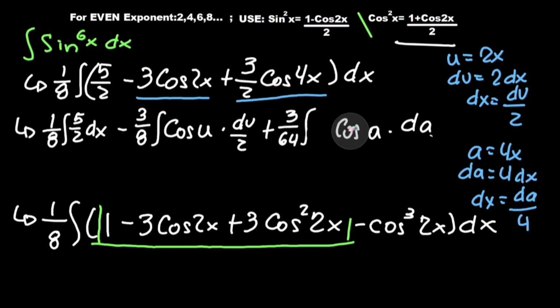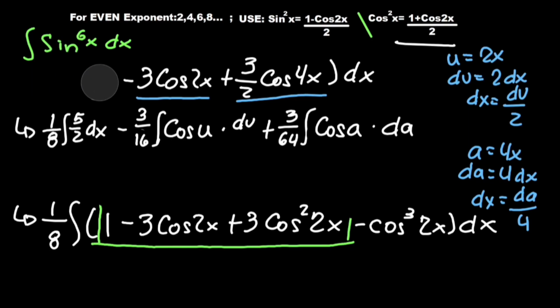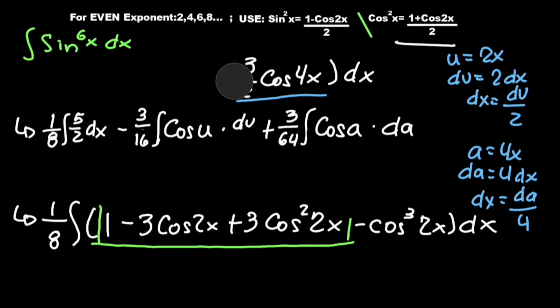And so what you're left with here is cosine of a dA. Multiply 2 outside. So this would be 3 over 16. Now that we have this simplified expression, we can now start integrating this.